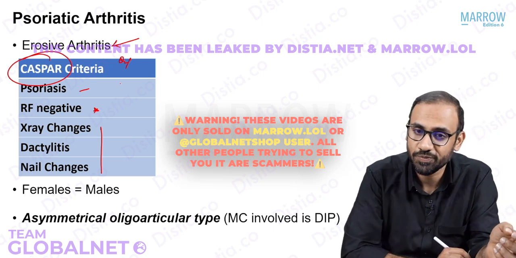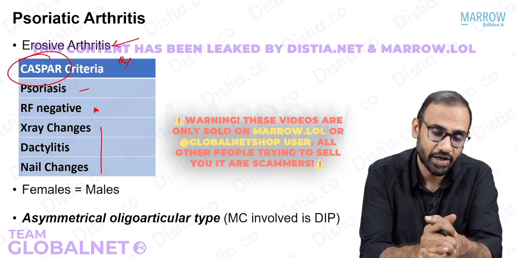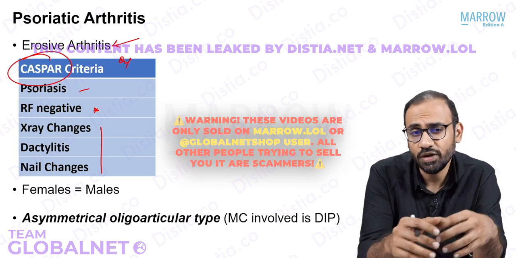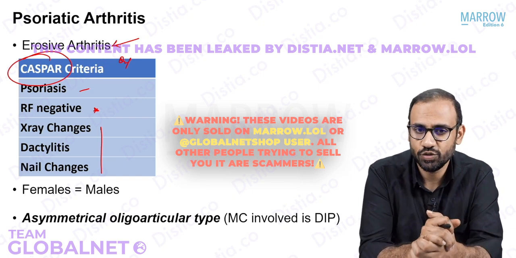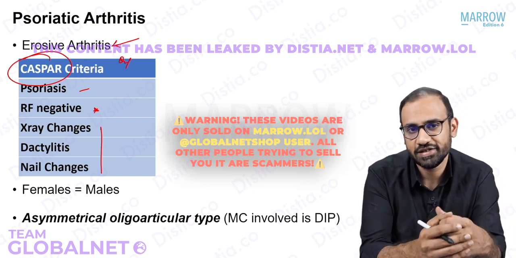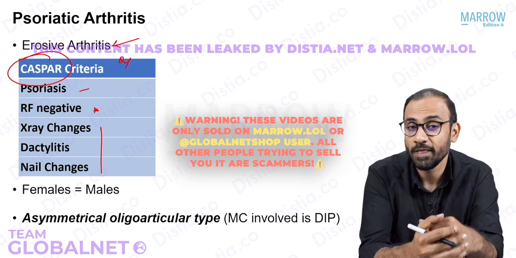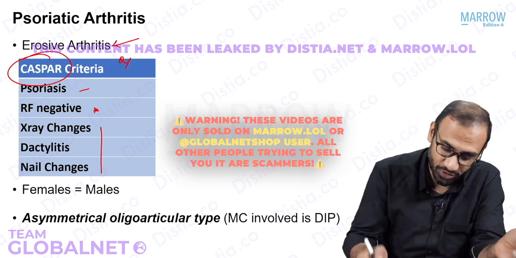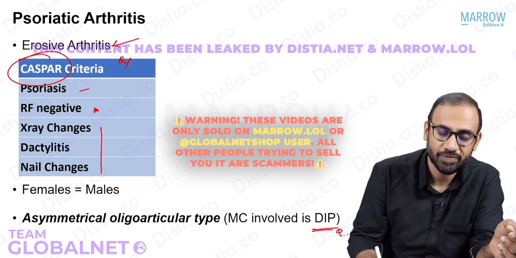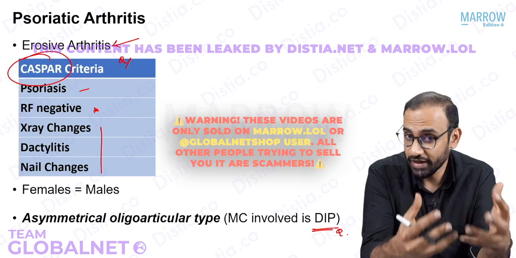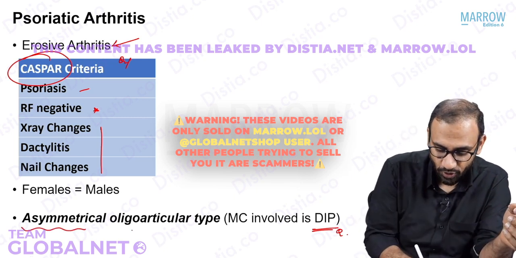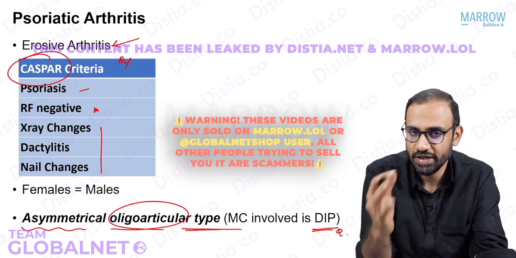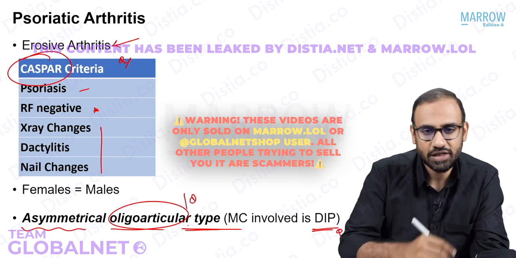This has been asked as an MCQ. Now, what is the sex predilection for psoriatic arthritis? It's equal in males and females, because this was asked as an MCQ. Now, let's discuss the joints that are usually involved in psoriatic arthritis, like how we discussed for rheumatoid arthritis, ankylosing spondylitis and osteoarthritis. Psoriatic arthritis can almost involve any joint. So there is no specific joint, but usually it involves the DIP joint. The type of arthritis that you get in psoriatic arthritis is asymmetrical oligoarticular type, and this again has been asked as an MCQ.